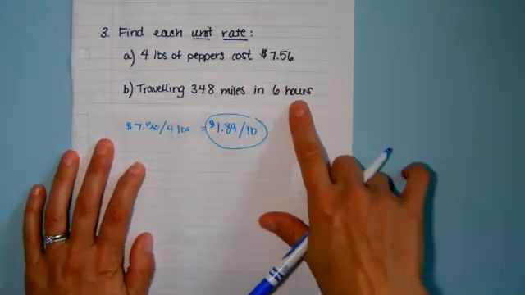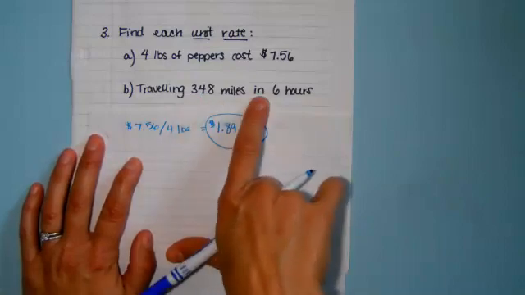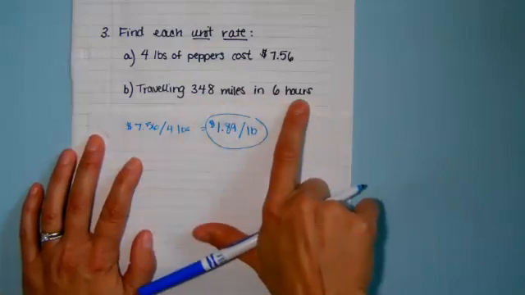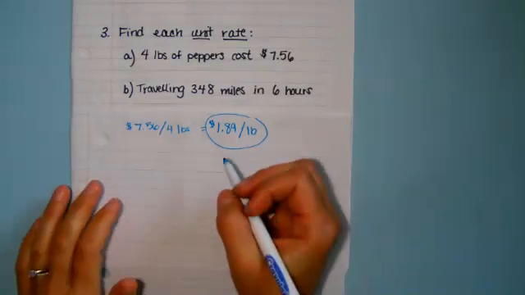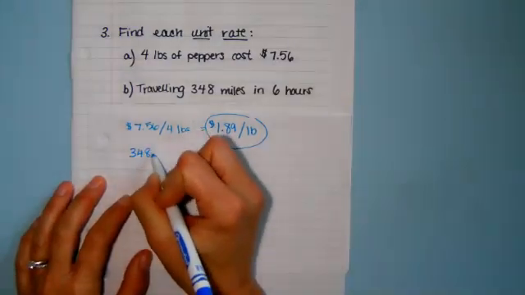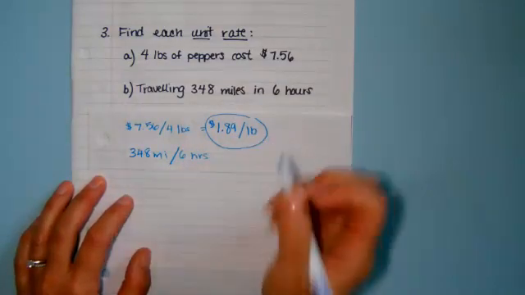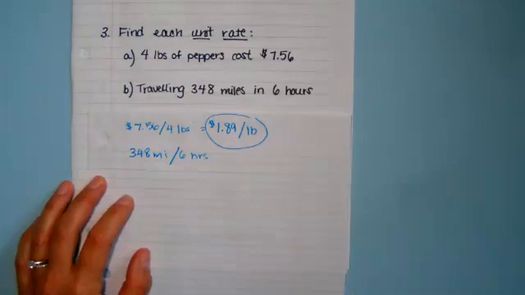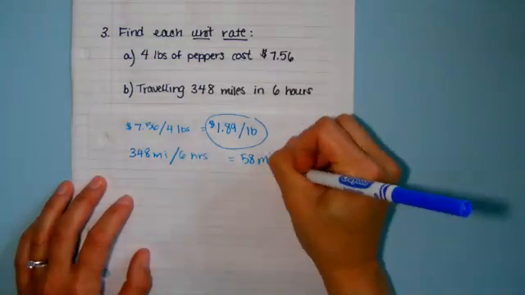Now this is similar to traveling and things like this. If you travel 348 miles in 6 hours, right? Unit rate is how much then did you travel in 1 hour? So what do you do? 348 miles divided by 6 hours. What'd you get? 58. And now we're getting our unit as miles per what? Per hour.